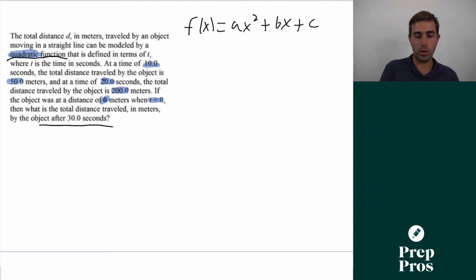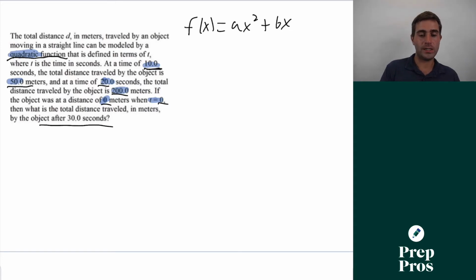And now what we can see is we're given 3 different points. We're given the points (10, 50), (20, 200), and (0, 0). Well, this is going to be our y-intercept. So since the object is at a distance of 0 meters when time equals 0, our c value is going to equal 0. So we can completely remove this. Our quadratic function is going to be ax squared plus bx.